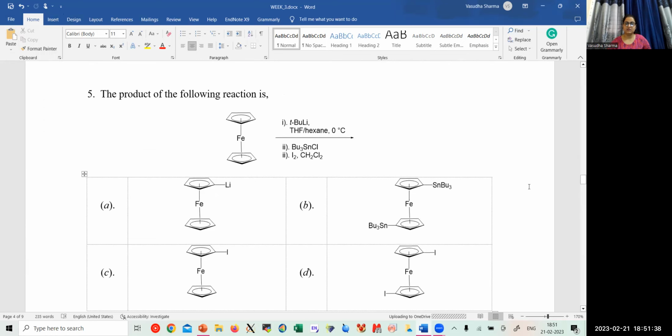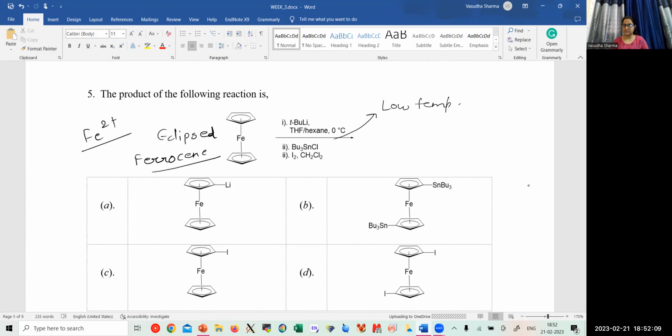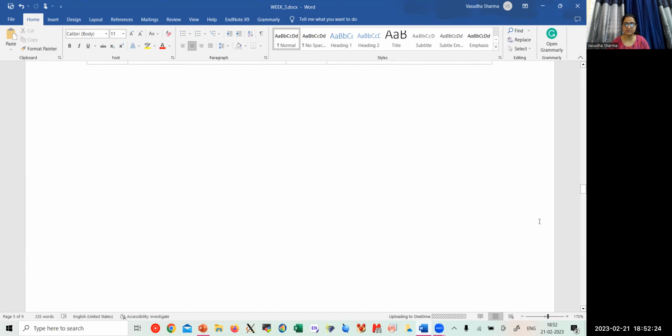Moving ahead, the reactivity question has come now. The fifth question says: the product of the following reaction is. So you have been given a ferrocene which is in an eclipsed form. So iron is in plus 2 state. We have first tertiary butyllithium in the presence of THF or hexane at a very low temperature, followed by tributyltin chloride. And we have already seen that this is an electrophile. Firstly, lithiation will take place and then the butyltin will come into the picture. So after the two steps happen, we will have SnBu3 here.